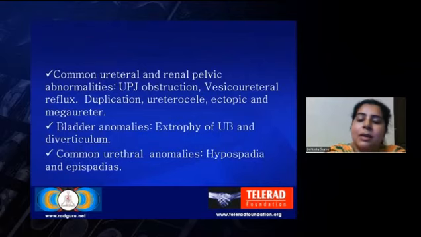These are mainly clinical diagnoses, so I'll not be touching these anomalies. Basically, I'll be discussing kidneys, ureter and urinary bladder today.